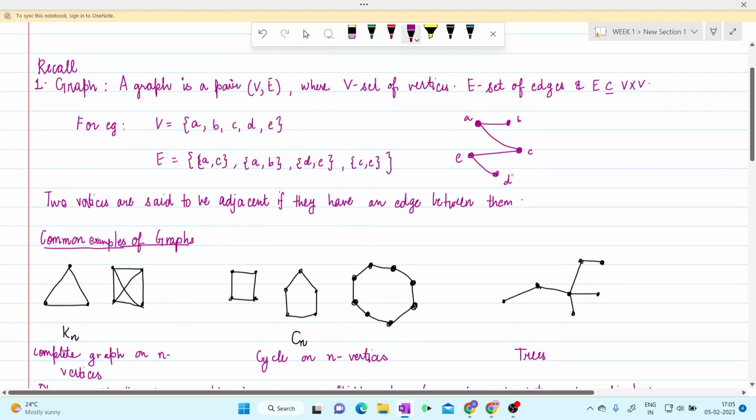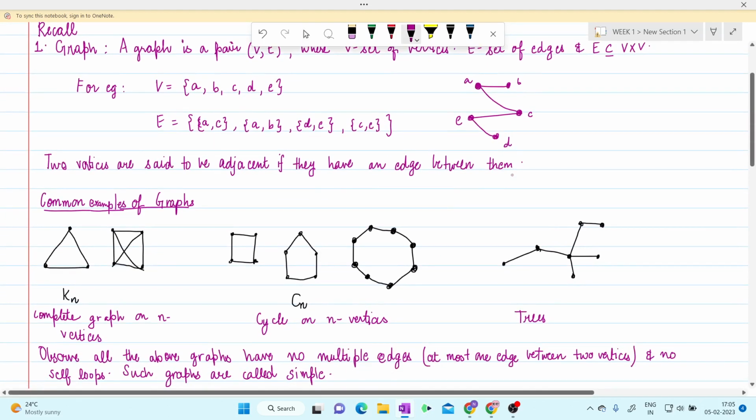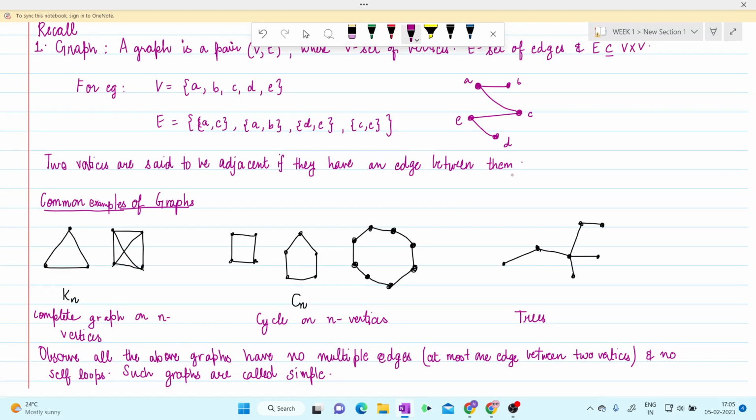Now I want to list a few common examples of graphs that you'll encounter everywhere. First of all, when we are given two vertices, we say that these two vertices are adjacent if we have an edge between them. So in the first graph that has been drawn, we can see A and B are adjacent vertices because they have an edge between them, but A and E are not adjacent vertices because we don't have an edge between them.